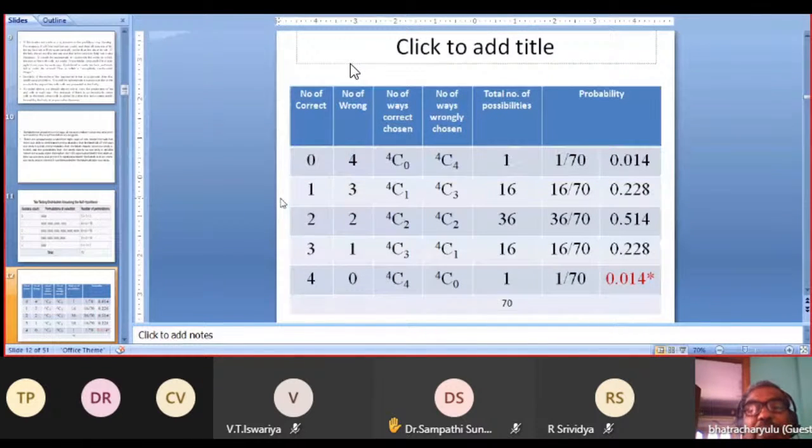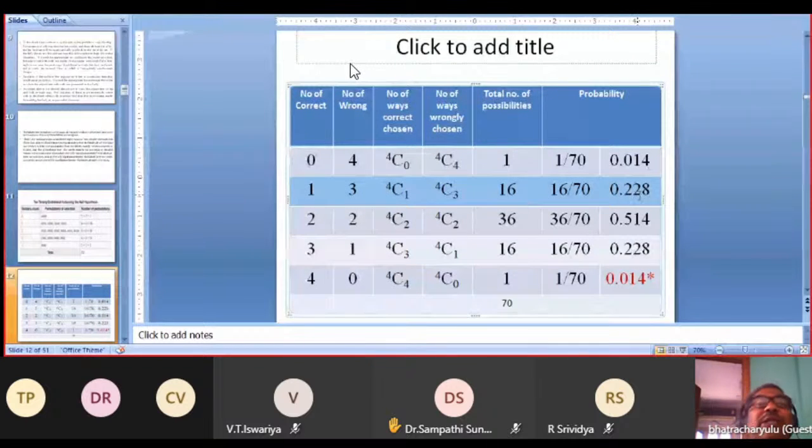Now the second possibility, one correct, the probability is 22%. I had already explained type 1 error and type 2 error. Type 1 error is the chance of rejecting when H naught is true. The probability for type 1 error is called the level of significance. So the statement is correct, and what is the probability of it being rejected? That probability here is more. So therefore you cannot claim it.